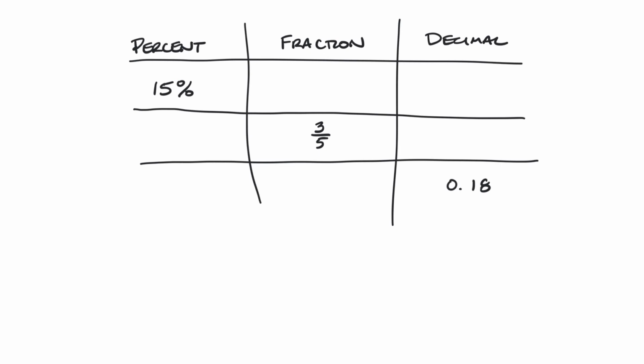Okay, so what I have here is just a quick little table. I have percentage, fraction, and decimal. So I'm given a percent here, I'm given a fraction here, and I'm given a decimal here. We're going to write the equivalent, or whatever's missing, for each row.